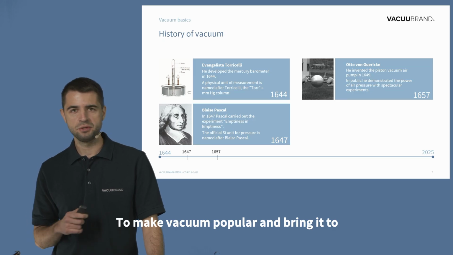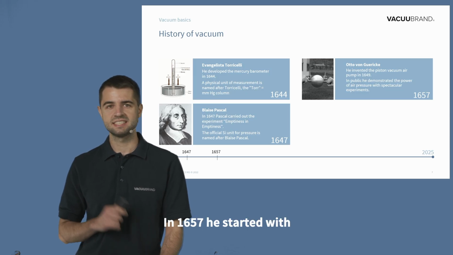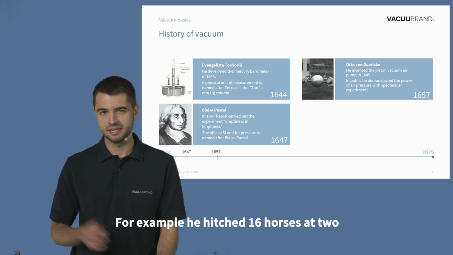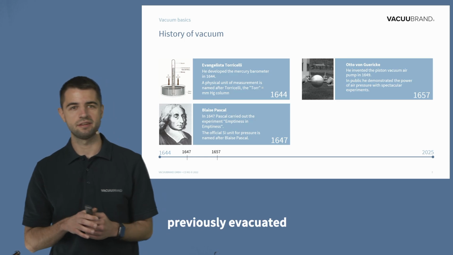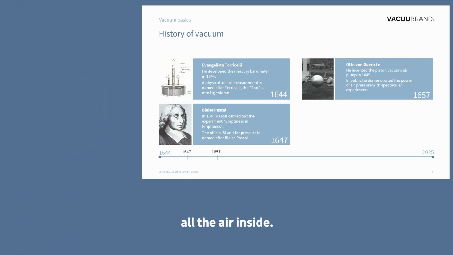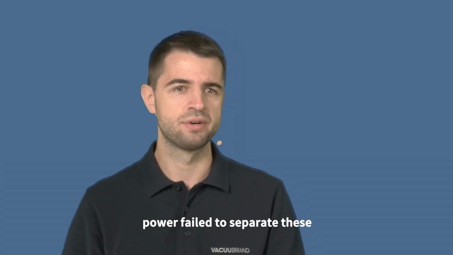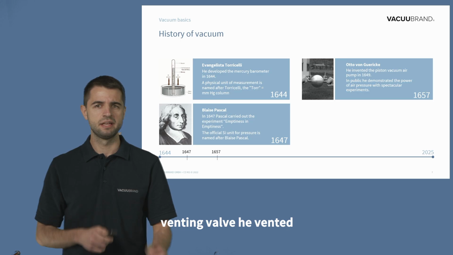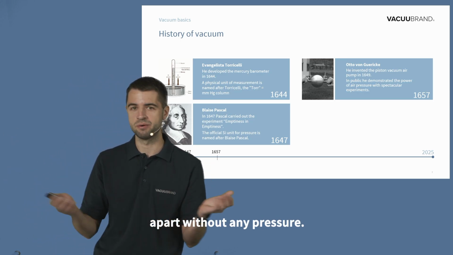To make vacuum popular and bring it to the public, Mr. Otto von Guericke played a very important role here. In 1657, he started with spectacular experiments. For example, he hitched 16 horses to 2 metal hemispheres from which he had previously evacuated all the air inside. 8 horses on each side. And the audience was amazed when the horses, with all their power, failed to separate these 2 hemispheres. Only afterwards, when he just opened the venting valve, he vented the metal ball and the 2 metal hemispheres just fell apart without any pressure.